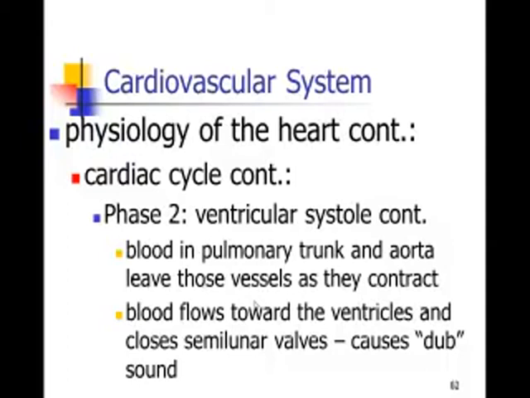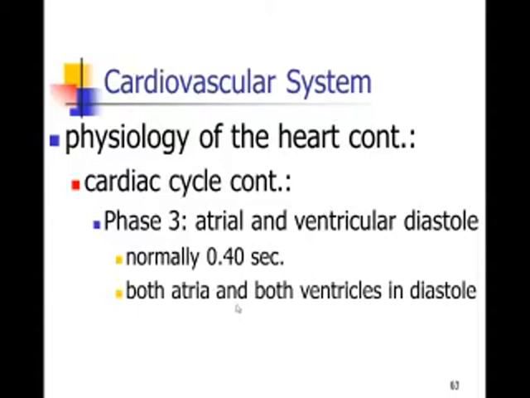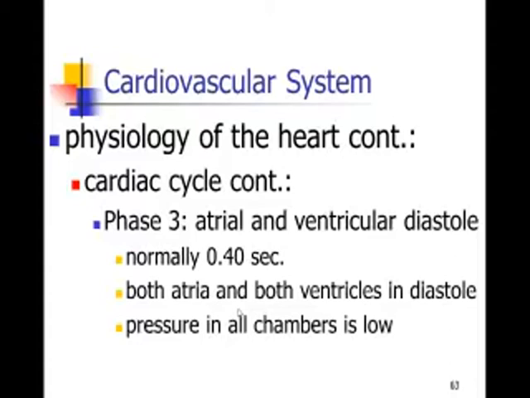Okay, as I mentioned, the blood flowing back toward the ventricles closes the semilunar valves, and that is the dub sound in the heart sounds. Okay, phase 3 is going to be atrial and ventricular diastole. So here's the phase when both the atria and the ventricles are relaxed. It's about 0.4 seconds in duration, and all 4 chambers are in diastole, and blood starts to come back into the heart. It comes in from the superior vena cava, assuming you're standing up because of gravity, and it comes from the inferior vena cava because of the skeletal muscle pump.